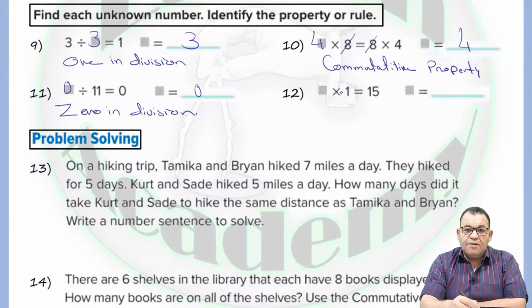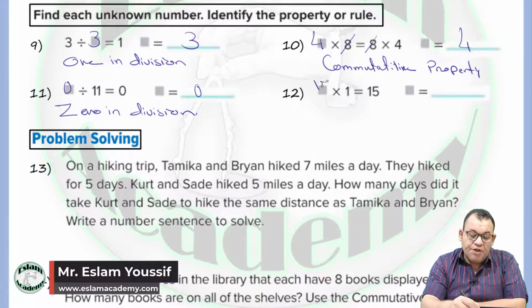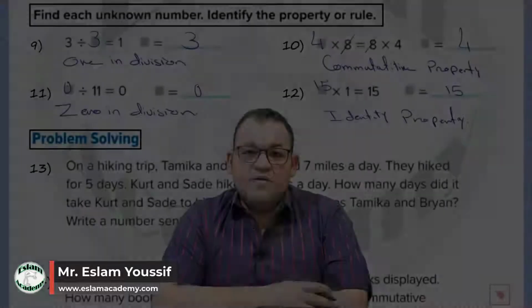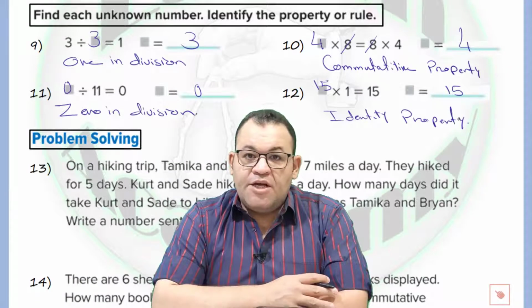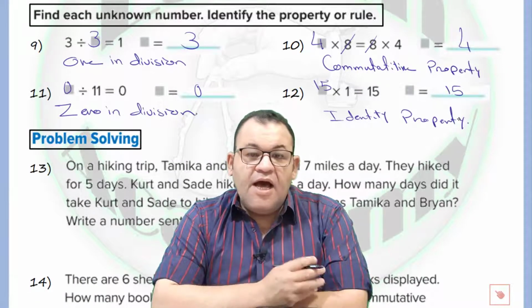A number multiplied by 1 equals 15. When you multiply any number by 1, the result will be the same. It means the unknown here equals 15. And that's defined by the identity property. So by the end of the lesson, now we can identify the multiplication properties and division rules.